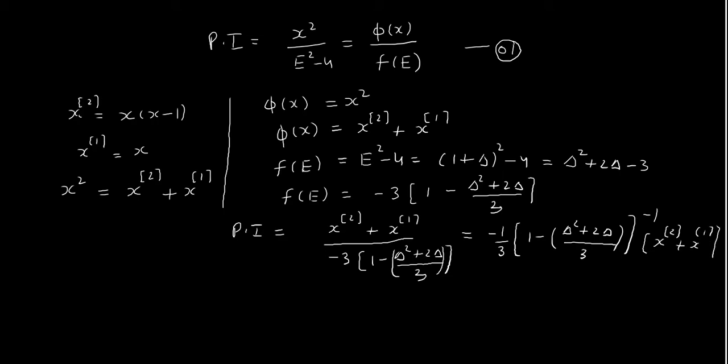So now if we expand this term, 1 minus (delta square plus 2 delta) upon 3, then after some simplification, this becomes minus 1 upon 3 outside, and inside what will happen? Inside this becomes 1 plus 2 delta upon 3 plus 7 delta square upon 9, and so on, operating on x factorial notation 2 plus x factorial notation 1.